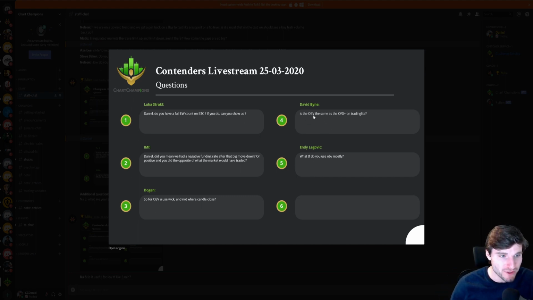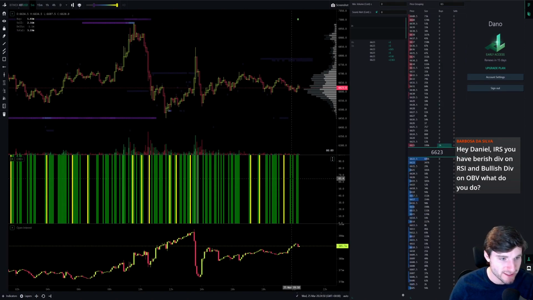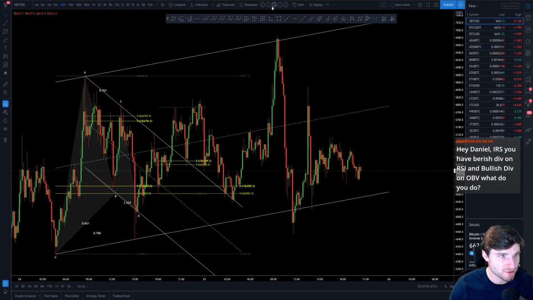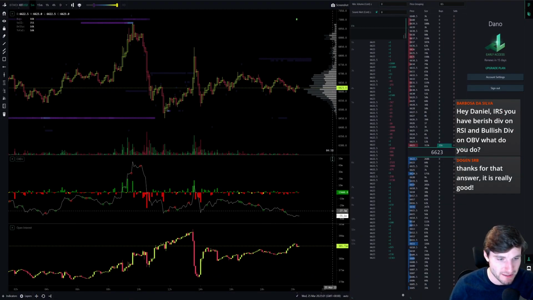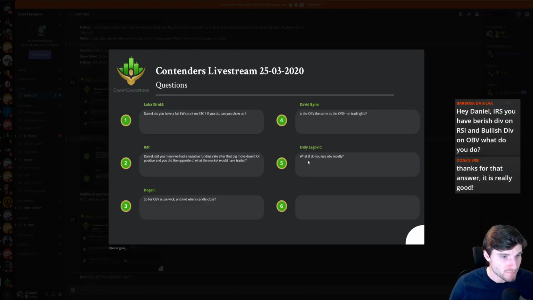Is the OBV the same as CVD Plus on TradingView? No, they are going to be slightly different. They're going to have different readings, for example. So you're going to see this is going to read something different. 35 mil. This is not going to read 35 mil. This is going to read like 2.82 billion. So yeah, they're different.